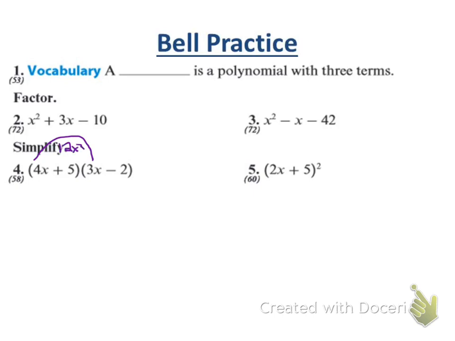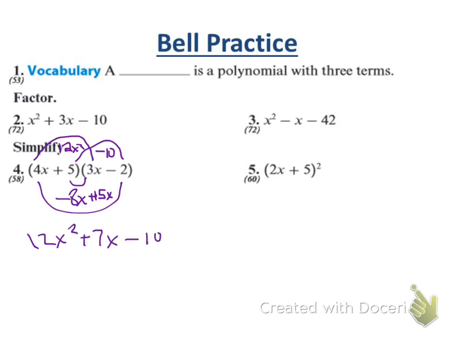7x minus 10. All right, that's minus 8x plus 15x, right? Which is 7x. It's going to be 7x, and 5 times negative 2 is negative 10. So this is 12x squared plus 7x minus 10.